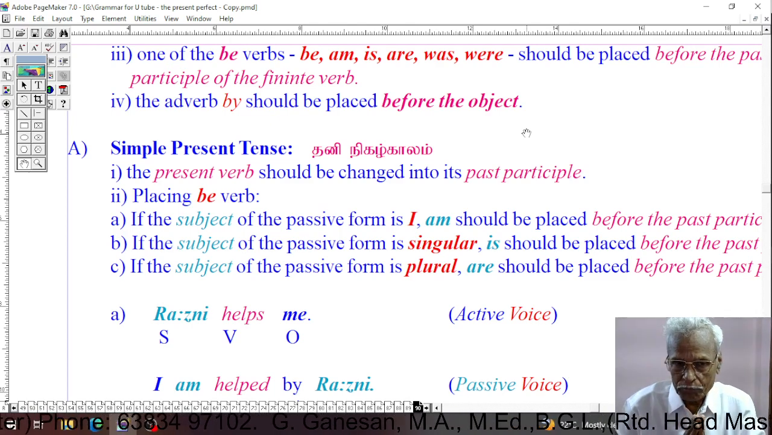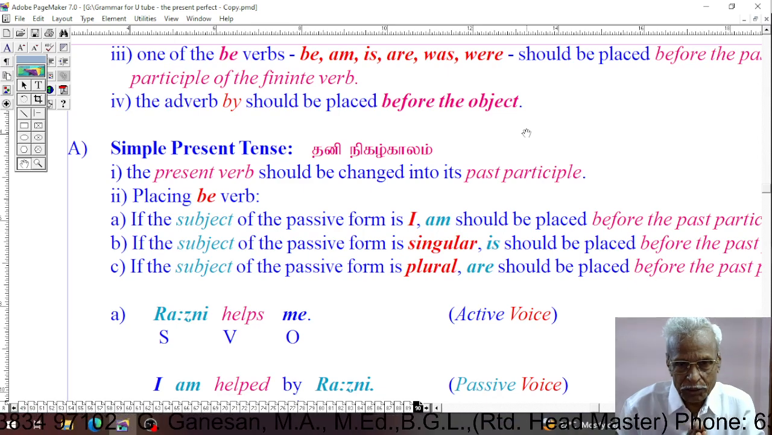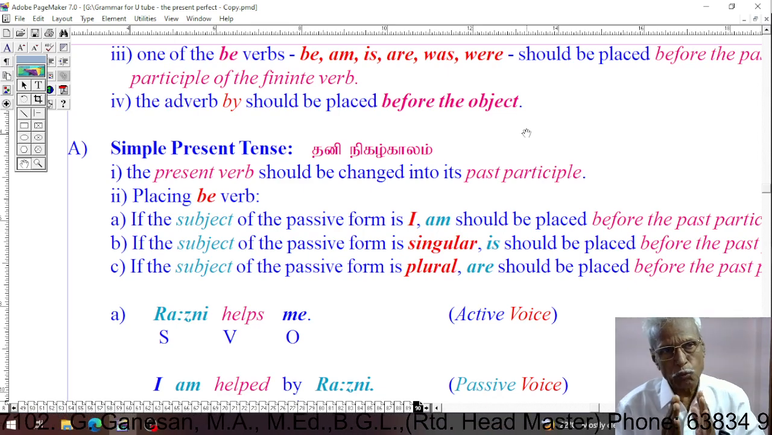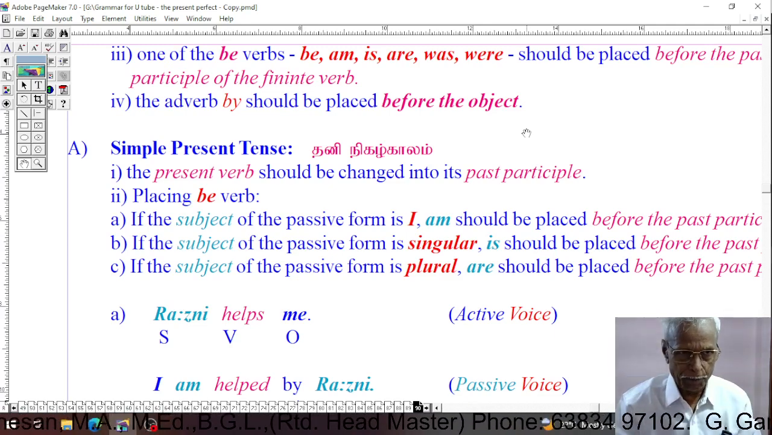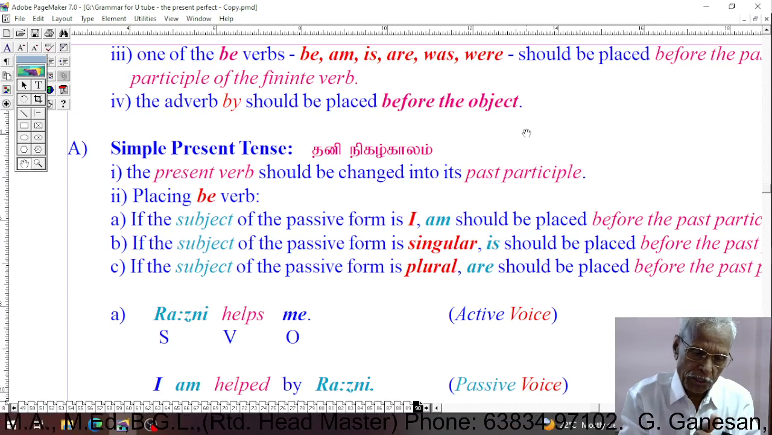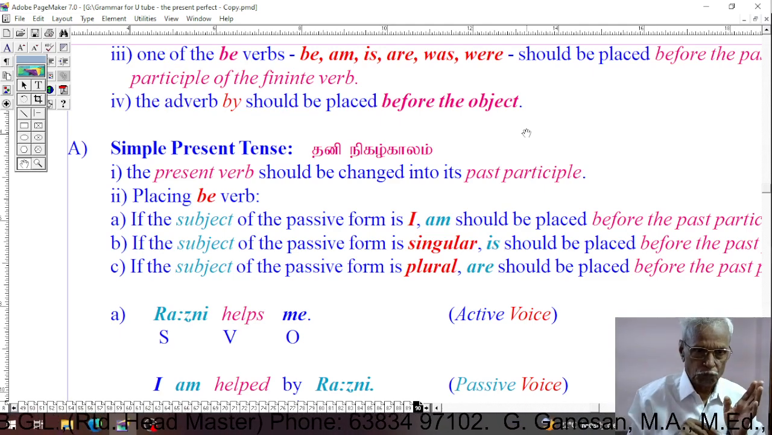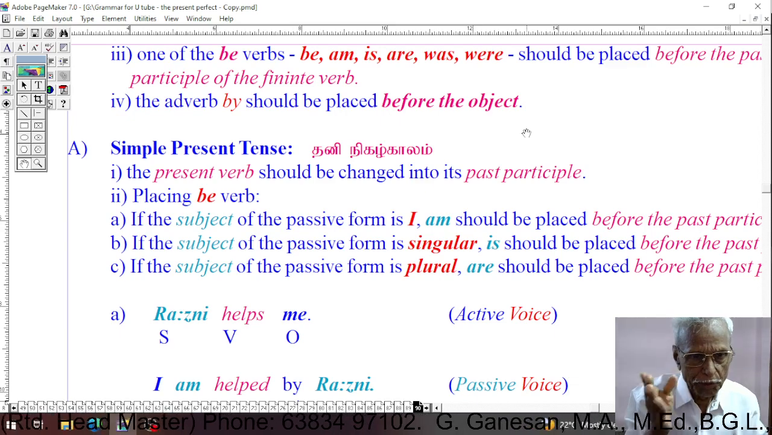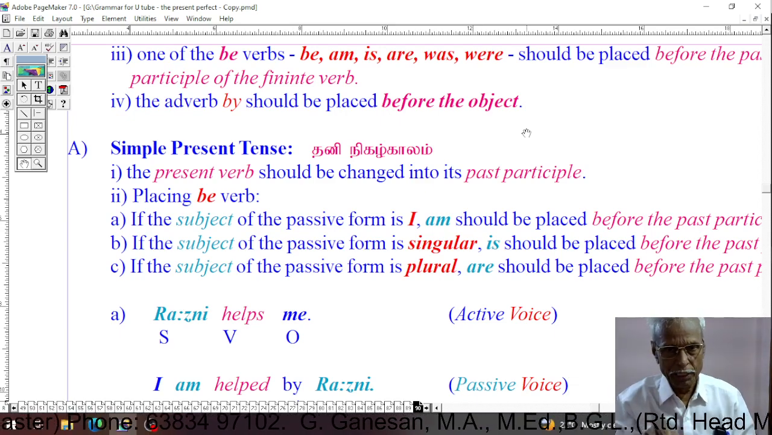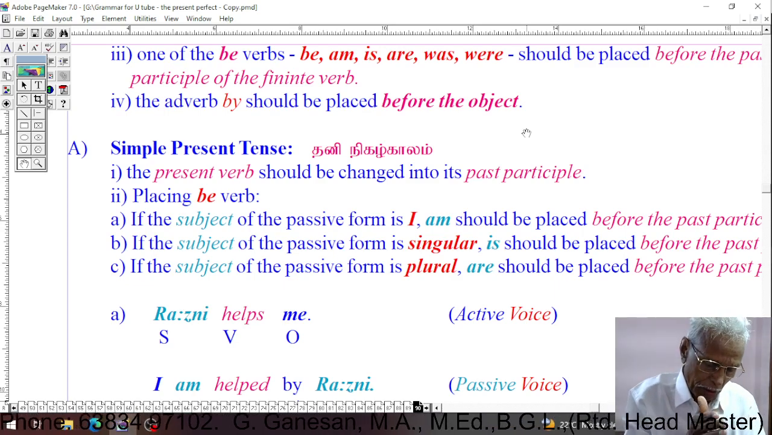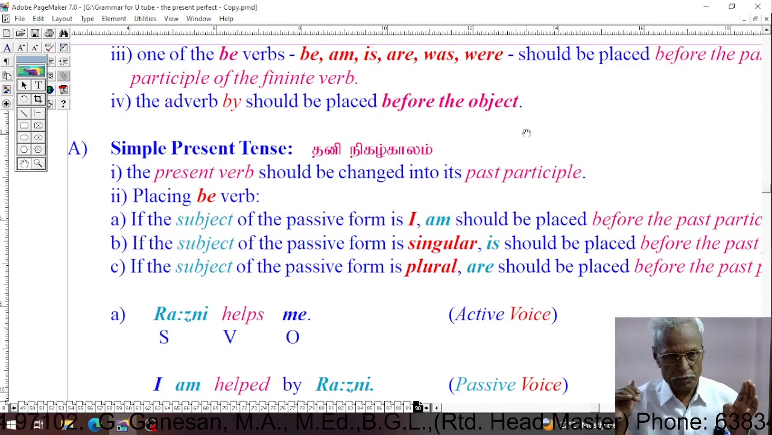Rule 1. Subject and object should be interchanged. Then the present verb should be converted into past participle. Then placing a be verb among the 6 be verbs. Here a be verb should be placed before the past participle.